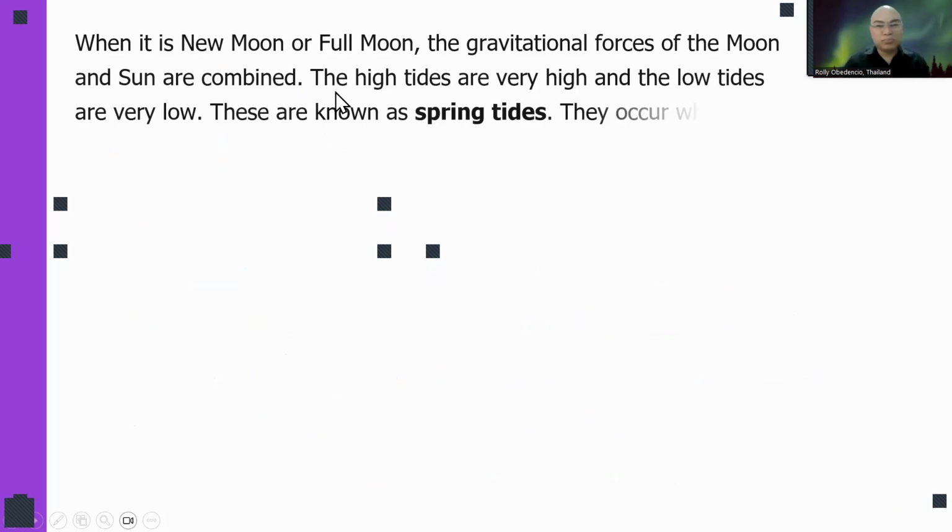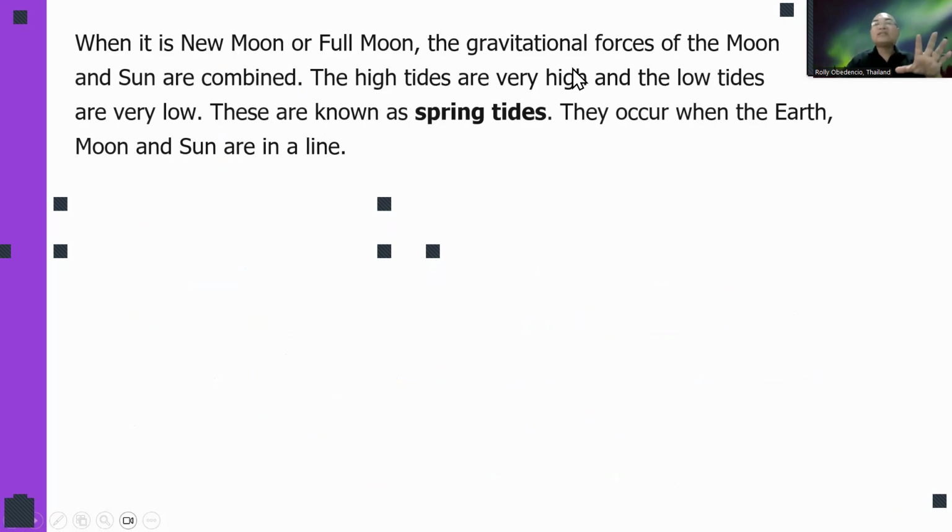When it is new moon or full moon, the gravitational forces of the moon and the sun are combined. The high tides are very high and the low tides are very low. Can you imagine that? These are known as spring tides. Why? They occur when the earth, moon, and sun are in a line.